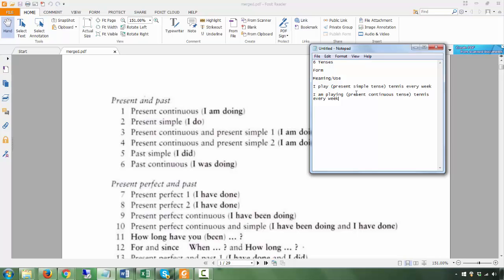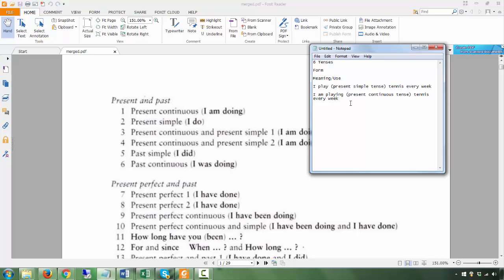So we use the present continuous tense when we are speaking of something that you're in the middle of, an action, or someone's in the middle of an action, or something's happening right now. Whereas you use the present simple tense if you're talking about something that happens regularly, right? So you need to understand the meaning and the use, and of course you need to form it correctly too.